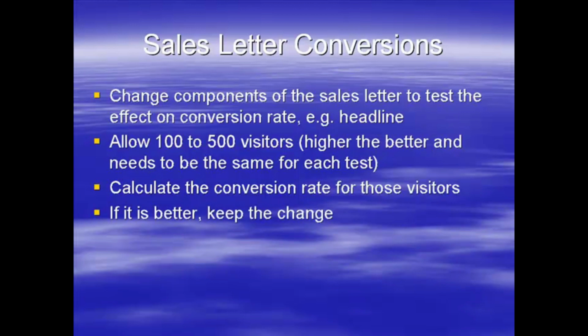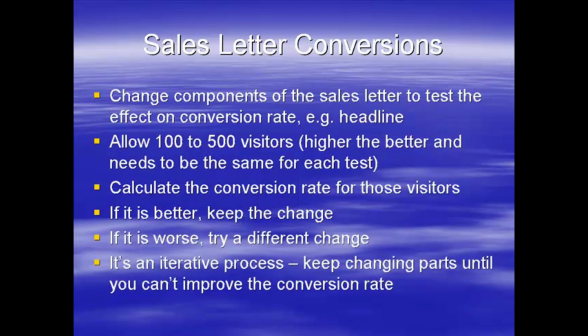So once you've made one change, remember you make one change at a time. Once you've made the change, if it improves it, keep it, or try and improve it further. If it's worse, try making a different change, try changing it again. It's an iterative process. You're going to keep changing parts again and again and again. You're going to change little bits here, there and everywhere until you can't improve the conversion rate any further, until you got to the absolute top of the conversion rate.